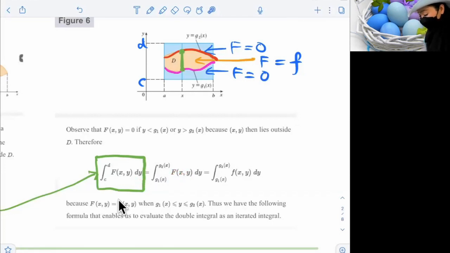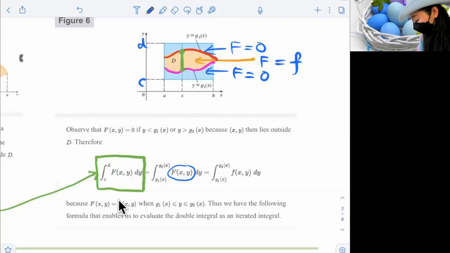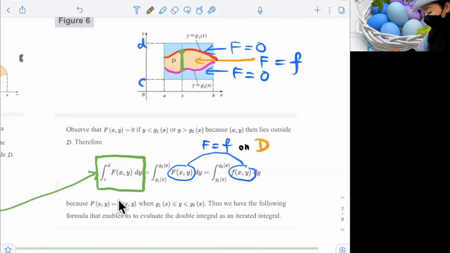Now what happened between this one and this one? When y is between this one and this one, the big F function is equal to the small f function. They agree. That's how we define the big F function. So we can replace this big F over here with the small f, because big F is equal to small f on that region, right? On the region D. So now we can replace this by this.